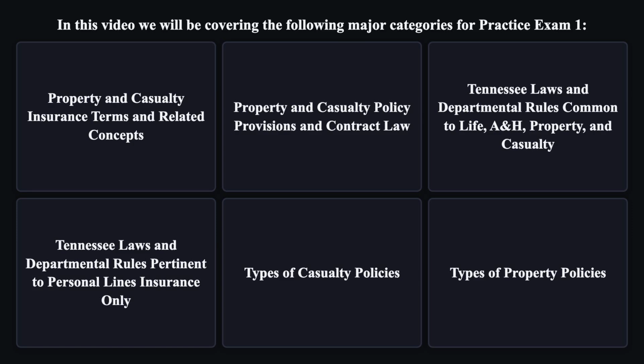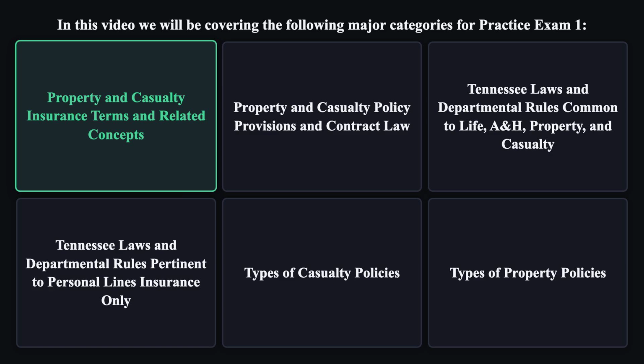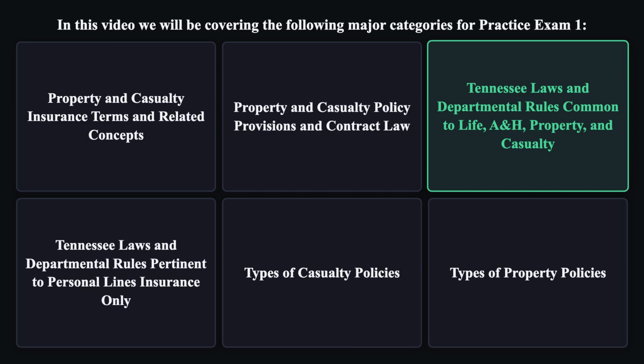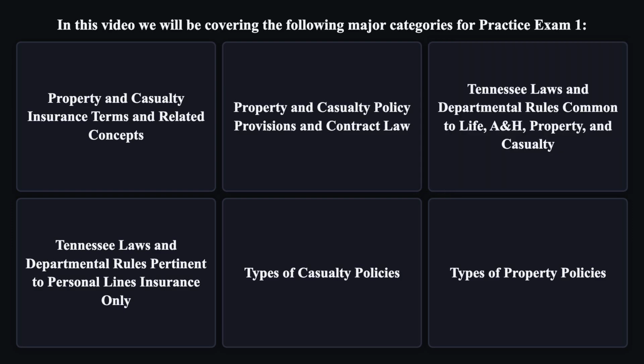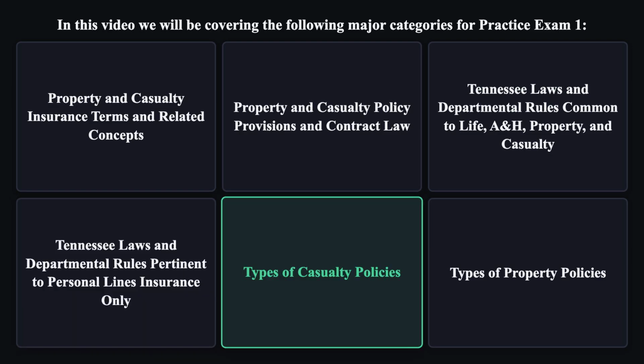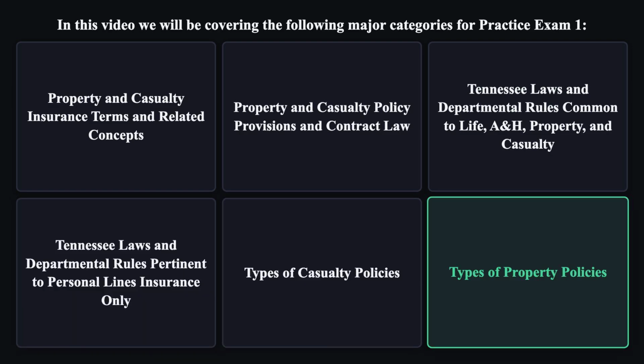In this video, we will be covering the following major categories for Practice Exam 1. Property and casualty insurance terms and related concepts. Property and casualty policy provisions and contract law. Tennessee laws and departmental rules common to life A and H, property and casualty. Tennessee laws and departmental rules pertinent to personal lines insurance only. Types of casualty policies. Types of property policies.